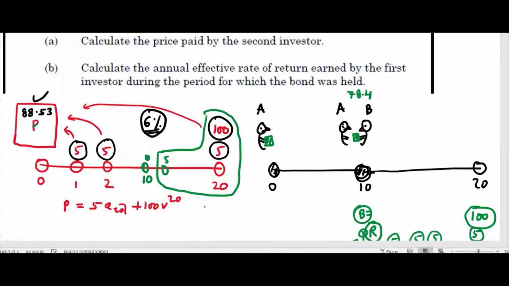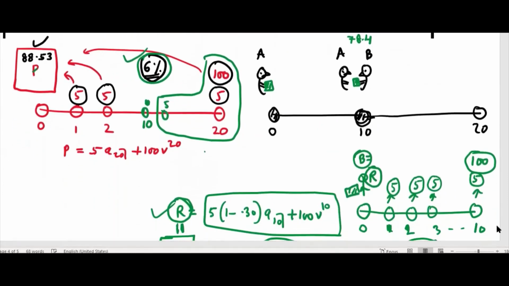You need not worry about this, because some ask me, it's already given that the yield is 6%, why are they asking once again? This is the yield for 20 years. But now that he sold, you have to find it for these 10 years, because at 10 years he sold it.